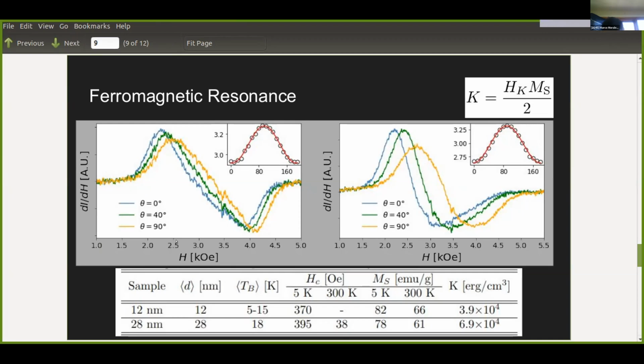the sample are shown, and also the angular dependence of the resonant field at every 10 degrees, which a Legendre polynomial has been fitted to, and thus we obtain the anisotropy field. Using this approximation, we arrive at the value of effective anisotropy. In this table, I summarize the results obtained from the magnetic characterization, with the average blocking temperature, conductivity, magnetic saturation at 5 Kelvin and room temperature, and the anisotropy.